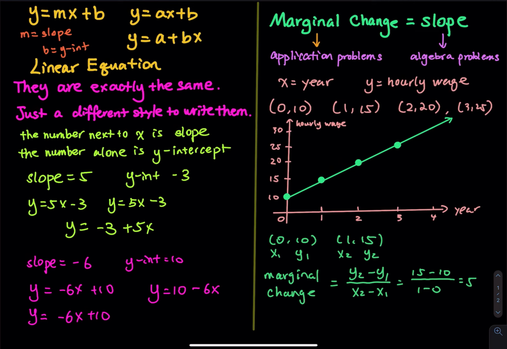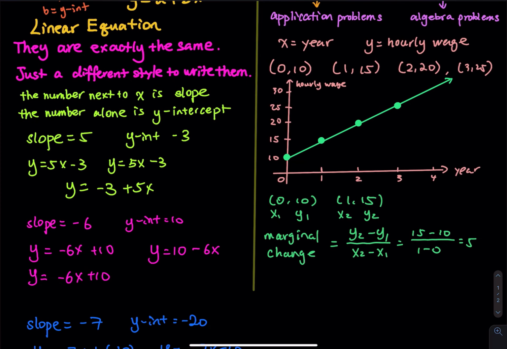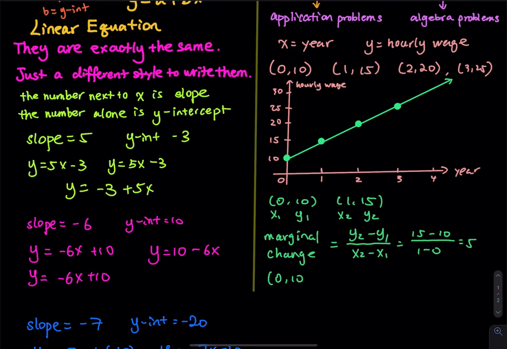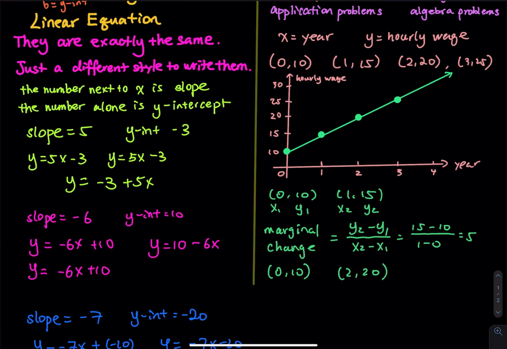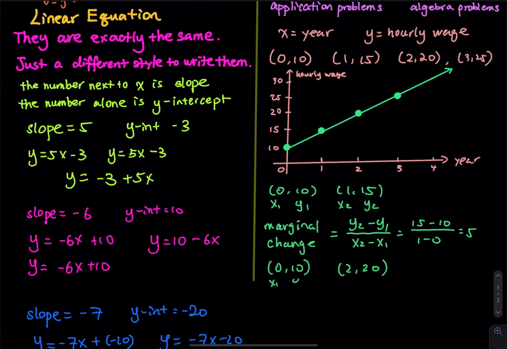What if you use the first point and the third point? What if you use (0, 10) and (2, 20)? Do I still get the $5? The answer is yes. You call this x1, y1, x2, y2. And then the marginal change is equal to y2 minus y1, 20 minus 10, divided by x2 minus x1, 2 minus 0. So you have 10 divided by 2, which is equal to 5.